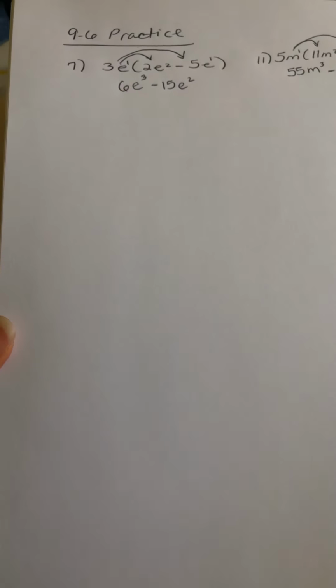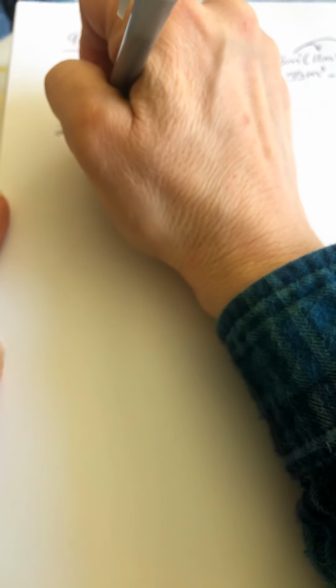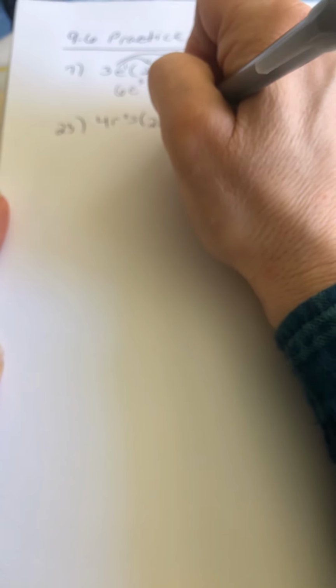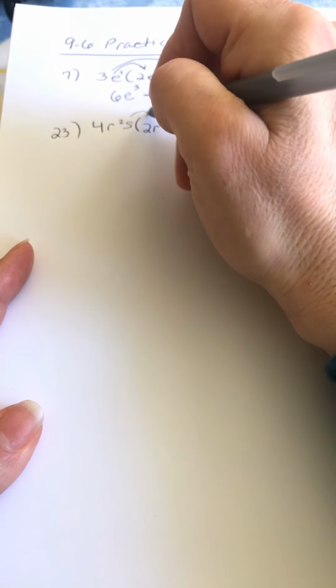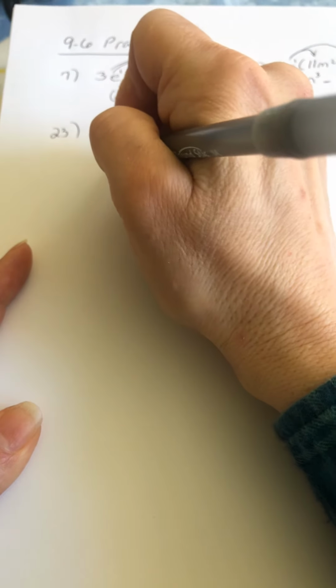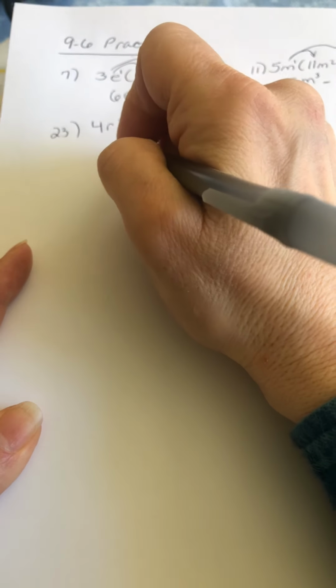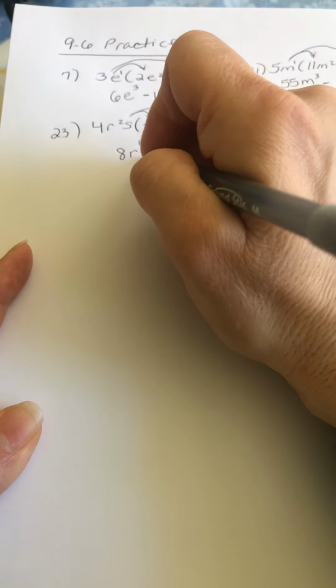I want to try, let's try number 23 here on the same paper. So we have 4r squared s times 2r squared minus 5rs plus s squared. So again, I want to think about the distributive property. 4 times 2 is 8. R squared times r squared. I'm going to keep the base, add the exponents, and then I have an s.